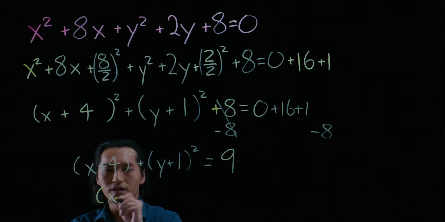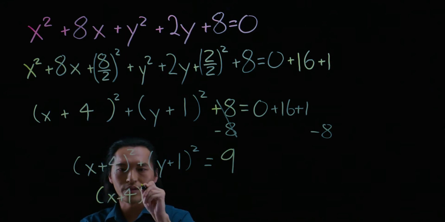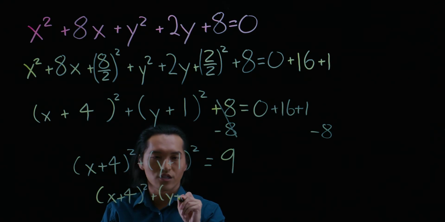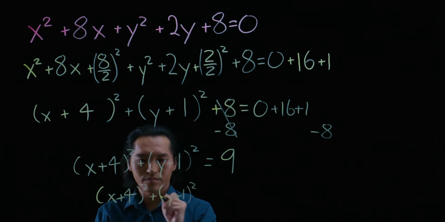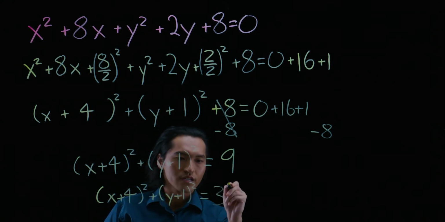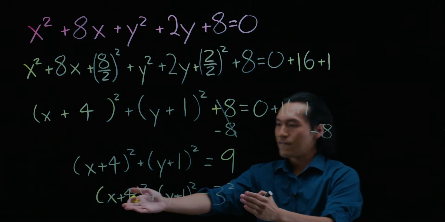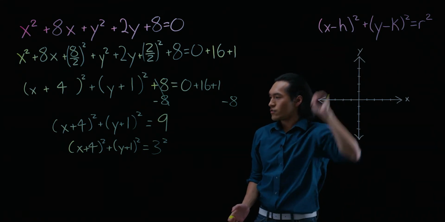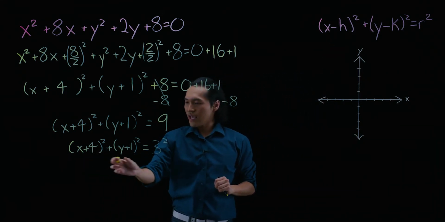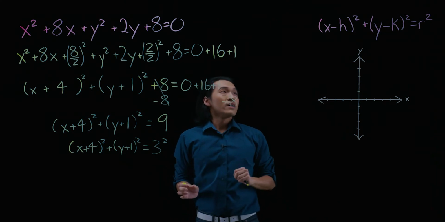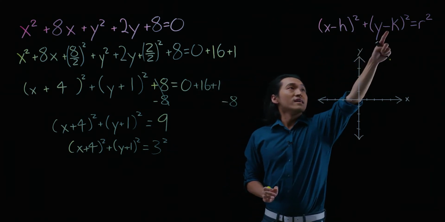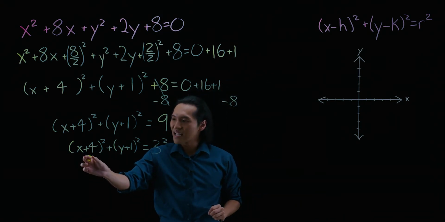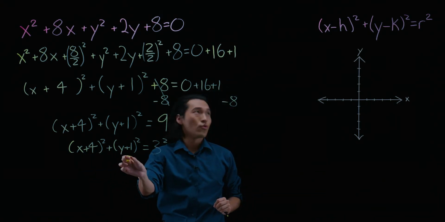So the final answer here would be (x + 4)² + (y + 1)² = 3², right? We have finally converted this equation into the proper format for graphing a circle. And as we can tell, we have the h's and the k's here, right? Notice, remember, that these symbols here are negative. So this is really a minus negative 4, and this is a minus negative 1, right?